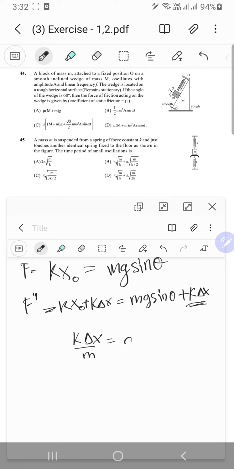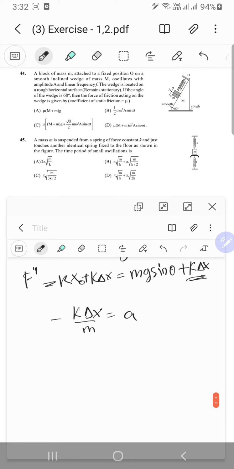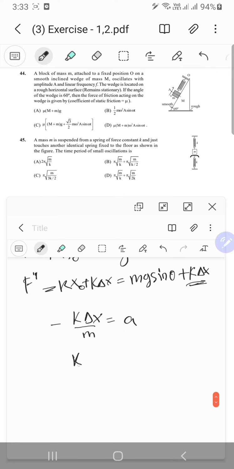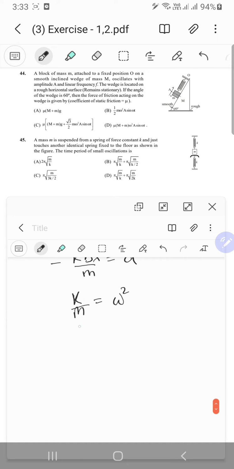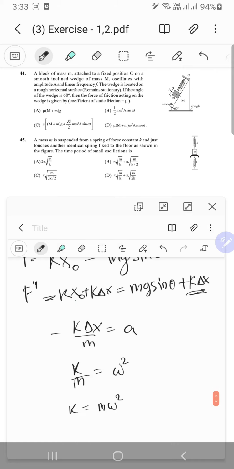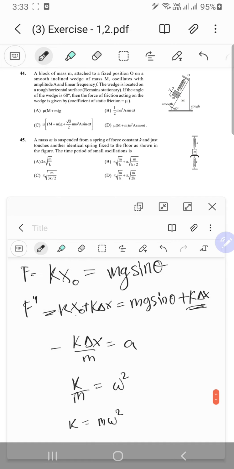This is our acceleration, and actually it's minus of that. So k upon m, in fact we just want to eliminate k, right? k upon m is the angular frequency squared. So we just get k equals m omega squared. And this delta x is very small compared to x naught, so we can say f dash is approximately f. Cool. So this is just going to be k.